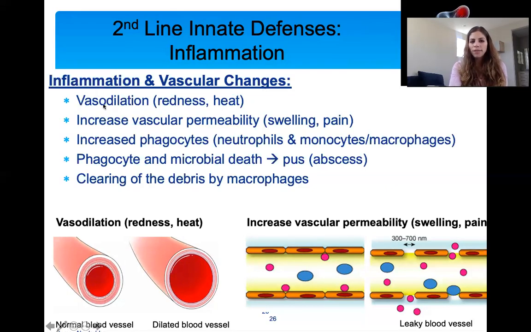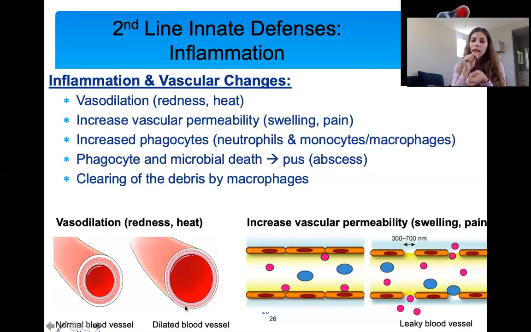Vasodilation happens. Vaso means vessel. Dilation means get big. And so here's a normal blood vessel. Inflammation leads to vasodilation. Because your blood vessels are bigger, you get increased permeability. And so you get more phagocytes, which are different types of good white blood cells, to go in and phagocytose the microbe that got in.